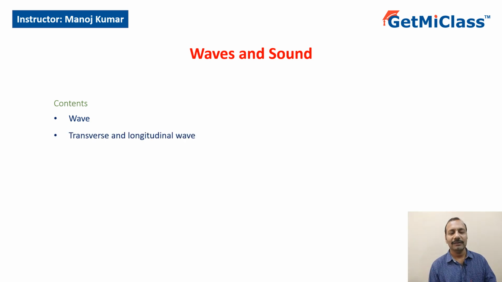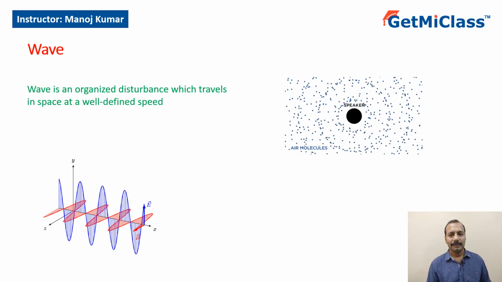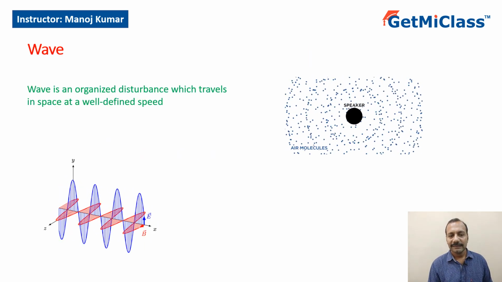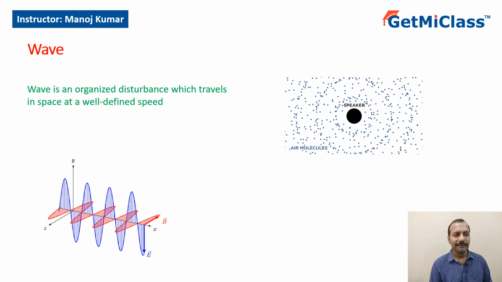Then we will look into the various types of waves, that is, what are transverse waves and what are longitudinal waves. And then we will try to write a general equation of a progressive wave. A progressive wave is a wave which travels or carries energy from one point to another point. So let's first understand what is a wave.